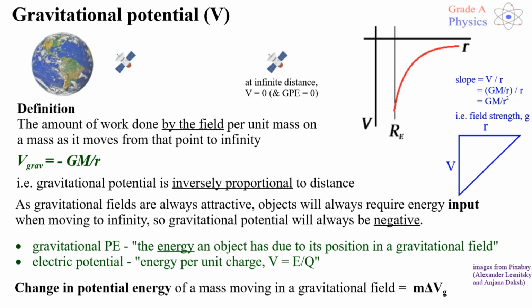So we come to the thorny issue of gravitational potential, given the symbol V. Now this is an area of gravitational fields that a lot of students really struggle with. And to be perfectly honest, this is one of the areas which I find difficult to teach because it's quite a slippery idea in terms of the definition, in terms of the calculation, in terms of what it means. So it's definitely something which requires a bit of thought.